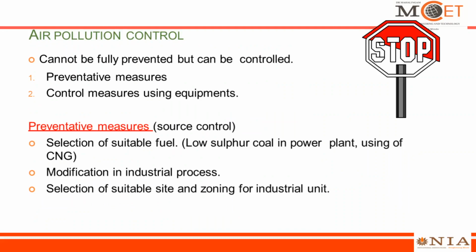So how to control this air pollution? It cannot be fully prevented but can be controlled. So we need to take some preventive measures, right? And also control measures using equipment. So what are the preventive measures? Preventive measures, that is source control, selection of suitable fuel in power plants, and using of CNG.